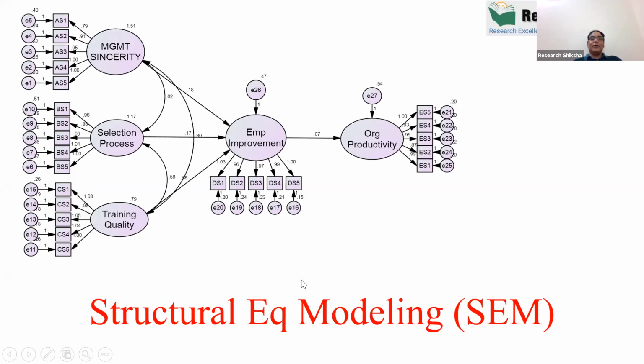So in this model, organization productivity is the dependent construct. This is the mediating construct, and these three are the exogenous constructs. The theory behind this is the training quality, because every organization is conducting training and development programs. We want to see whether these training and development programs are having an impact on employee improvement, and if employees improve, the organization productivity will also improve. So it is just indicating the role of training and development programs on employee improvement and organization productivity.